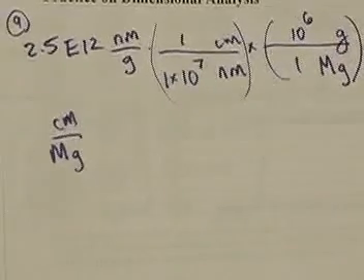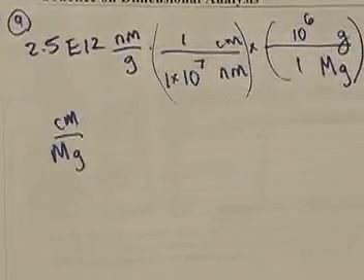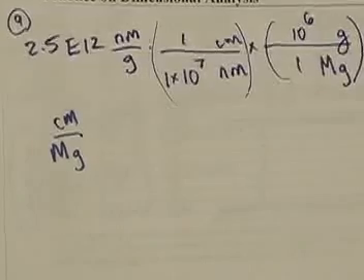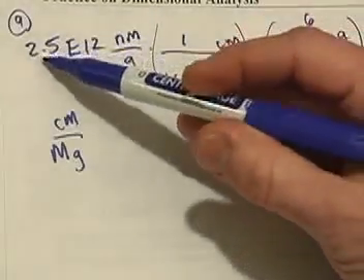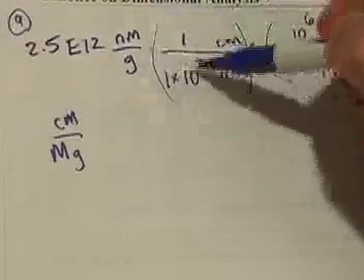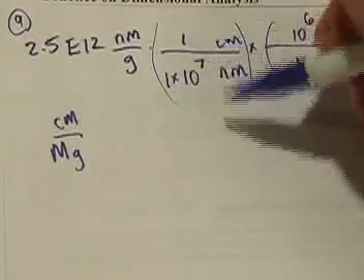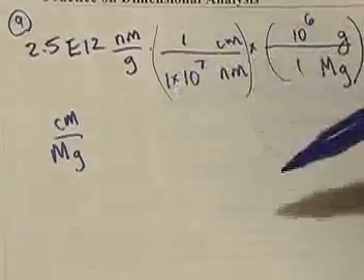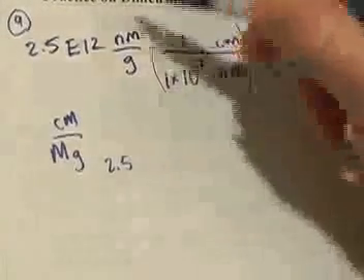Now, I'm going to show you how you can do this without your calculator and be quite successful as well, instead of putting it all in. Okay, first of all, we've got 2.5 times 10 to the 12th times 1, so we don't have to do anything, then divided by 1 times 10 to the 7th. Now, 2.5 divided by 1 is easy, that's 2.5.